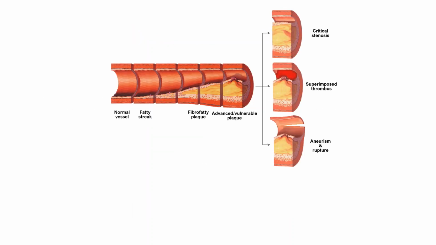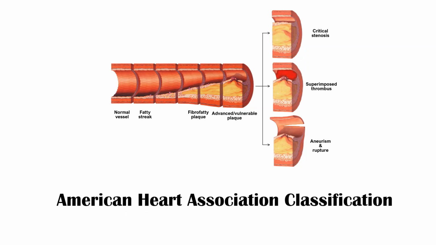This image summarizes the process of the development of the atherosclerotic plaque, beginning with the normal vessel on the left-hand side and going all the way to the advanced or vulnerable plaque on the right-hand side of the vessel. I'll be taking you into the detailed events that take place at every stage of the development of the atherosclerotic plaque. During my discussion, I'll also be breaking down the American Heart Association classification of atherosclerotic lesions based on a consensus. I'll be highlighting both the older classification and the modified classification.